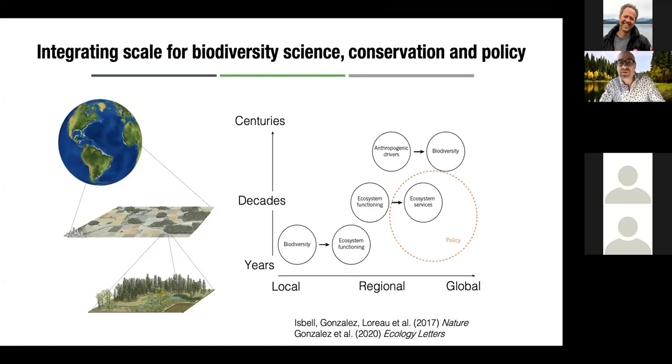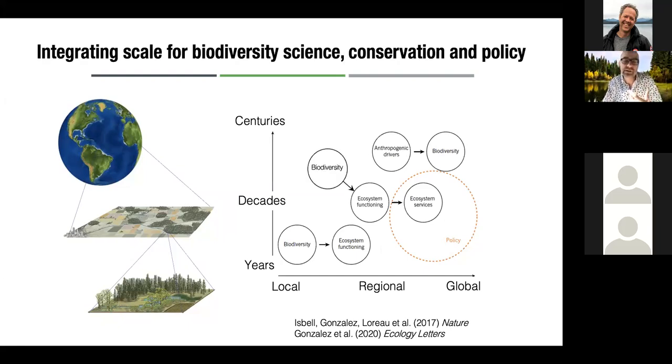But when we think about the evidence we have that links biodiversity change, for example, to ecosystem functioning, it's almost all of it at the scale of a few tens of meters to a few hectares. And when we think about the impacts of anthropogenic drivers on biodiversity, the conversation is often at that global scale, or certainly at regional to global scales. So what we're pointing out is that we need to fill this data gap.